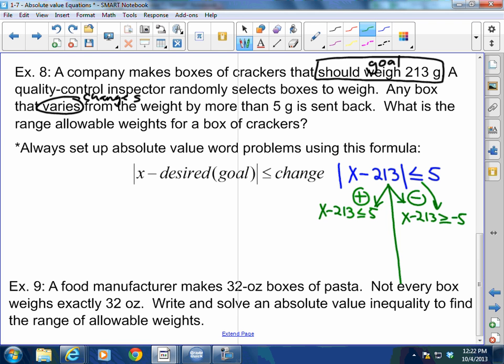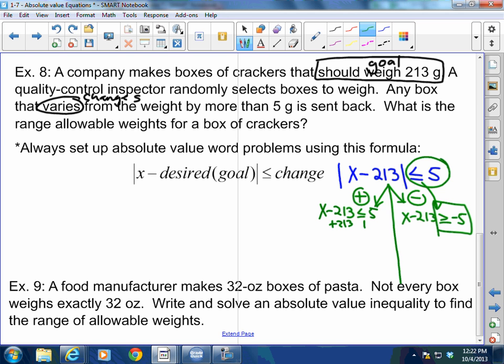Yes, sir? What about when the signs are greater than or equal to? It doesn't matter if it's greater than or less than, you always flip it. On this right side, my negative side, I multiply by a negative 1, right? So when I multiply or divide by a negative, I flip the inequality. Thank you. Great question.